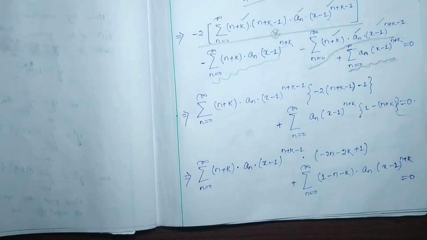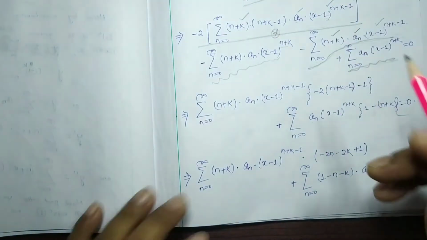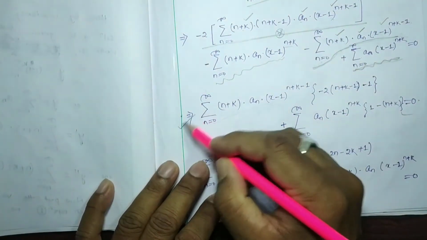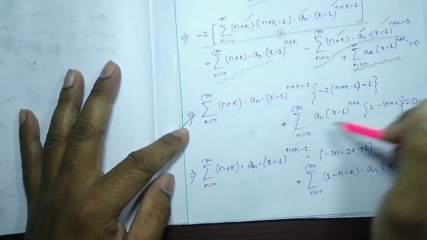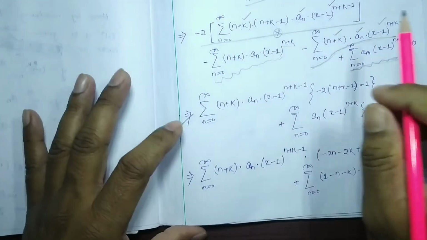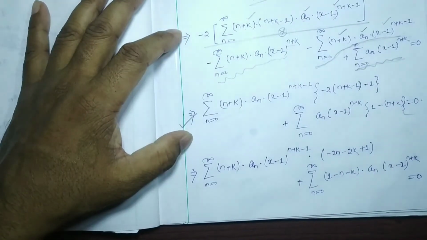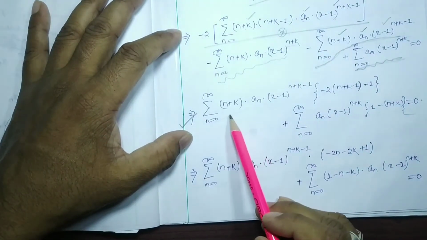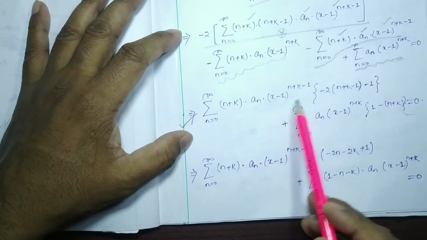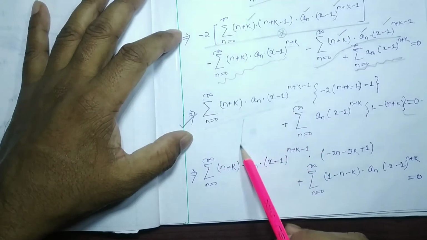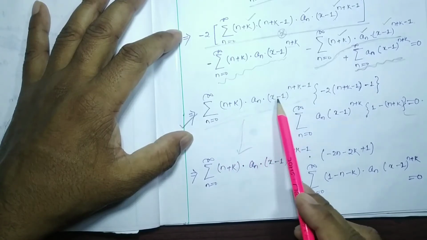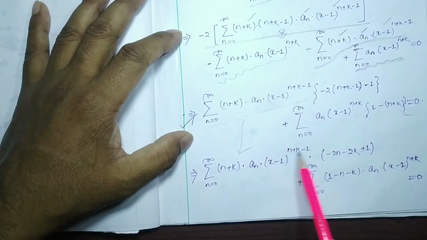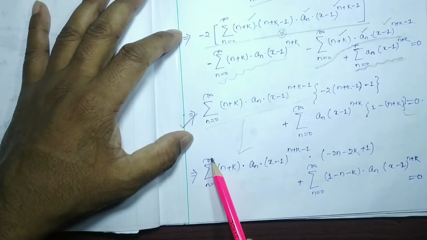So in this page, this line is an important line for you. Carefully watch this line and maintain your note perfectly. Now you can see this is written without any change: n plus k, a n, x minus 1 to the power n plus k minus 1, summation over n equal to 0 to infinity.